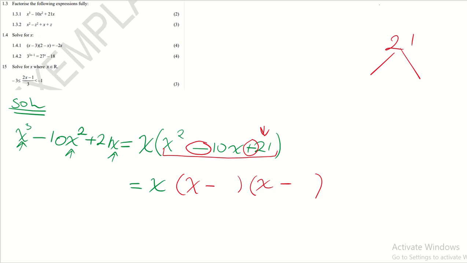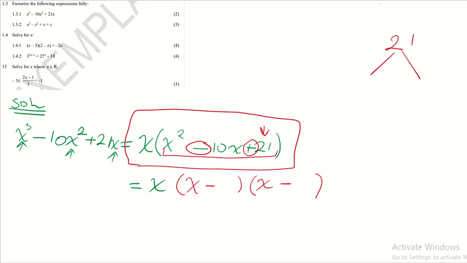So the factors of 21. 21 is a prime number, right? There is no number that we can divide it by. Well, this does not go here. It does not come here. It does not come here. That means this is the final answer.